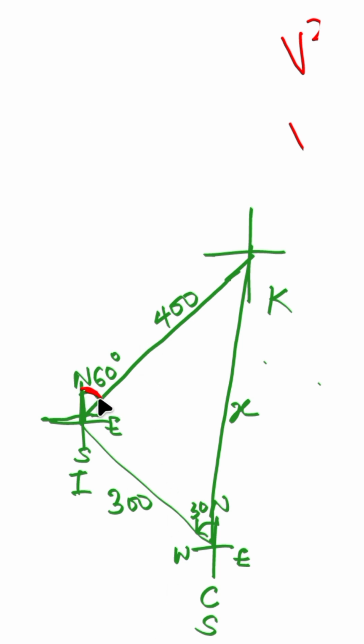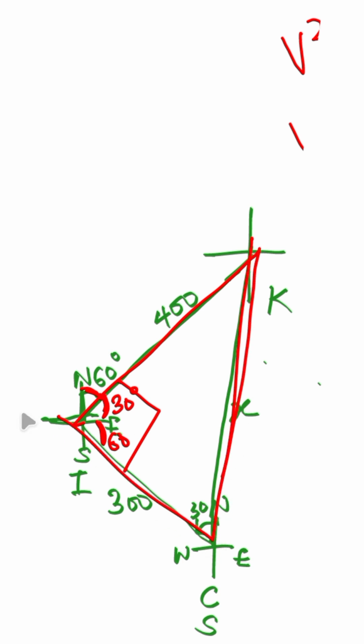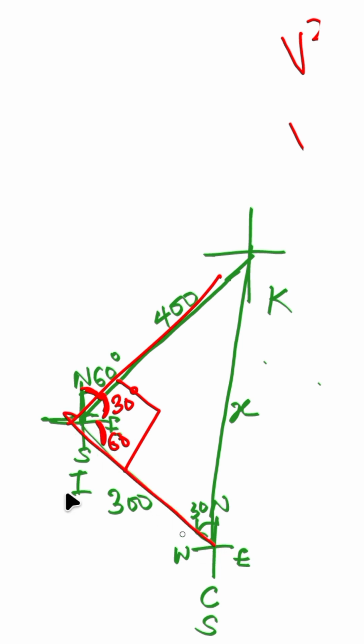If everything here is 60, this place is going to be 30 degrees, okay? Then if everything here is 30, this place is going to be 60. So all the angles here will be 90 together. So that means this shape here is a right angle triangle. This x here will be the hypotenuse, while this 400 and 300 will be the adjacent and opposite side.